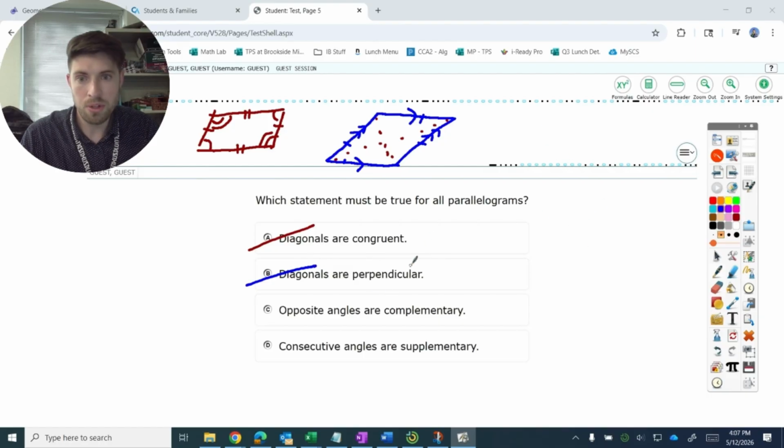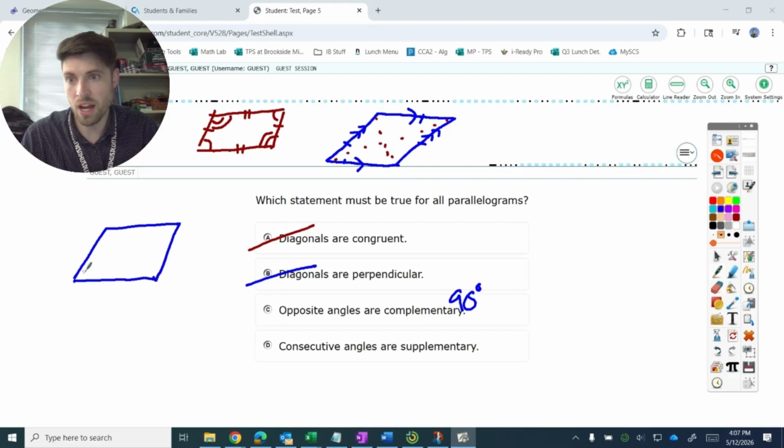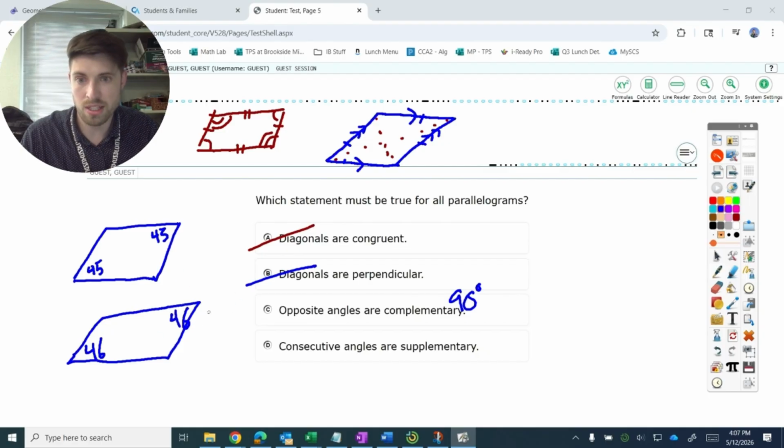So complementary means adds to 90 degrees. And so if you have a parallelogram where maybe those acute opposite angles are both 45, okay, 45 and 45, that's complementary. So there's one example where it does happen, but I could just as easily have a parallelogram where those opposite acute angles are maybe 46 and 46, right? And that's no longer complementary. That adds to 92. So that's not going to be true of all of them.